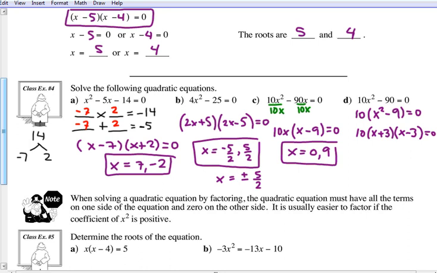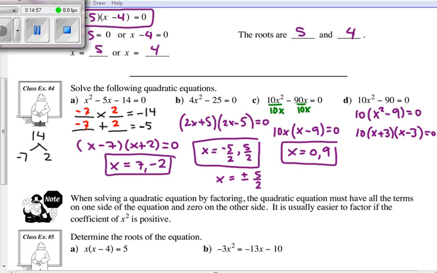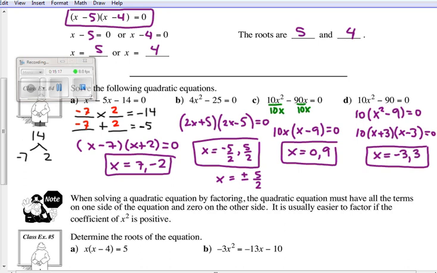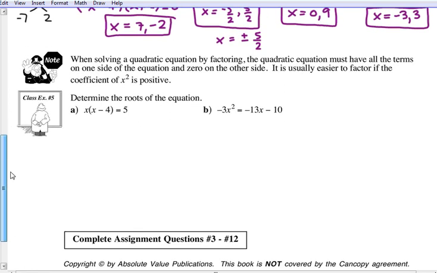You with us, team? Okay, what would make this 0 if x was -3 or +3? Okay, almost done.